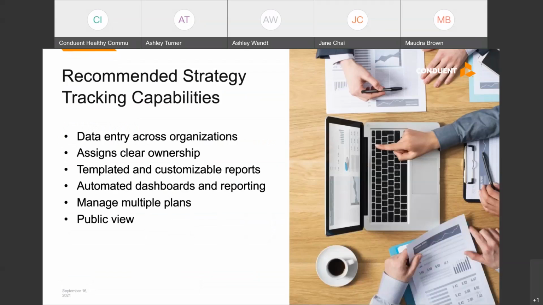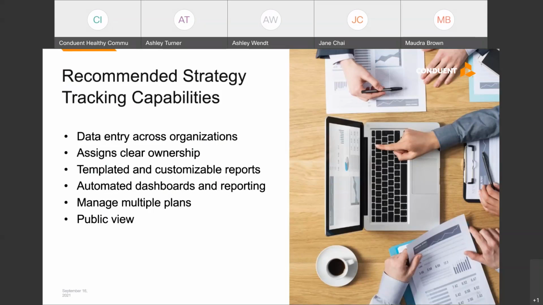One option to help ease the workload is to utilize a strategy tracking software. If you do decide to go this route, here are some things we'd recommend you look out for: the ability for individuals to enter data across different departments or organizations, assignment of clear owners and contributors for activities, the ability to generate templated or customized reports to meet your needs, the ability to manage multiple plans in one place. So for instance, a quality improvement plan, a strategic plan, and a community health improvement plan. And finally, the ability to communicate your progress on your plan to the public.